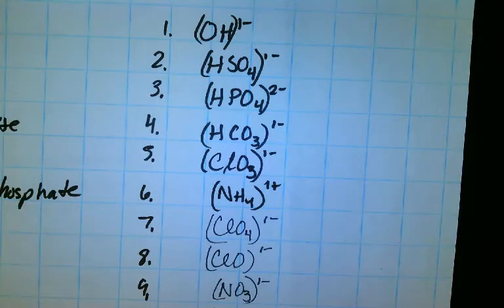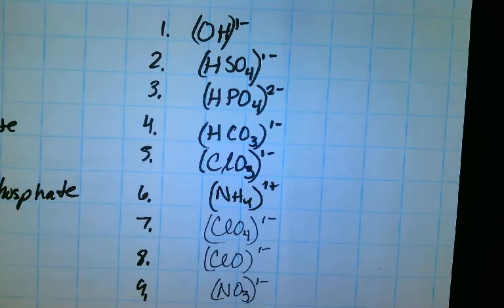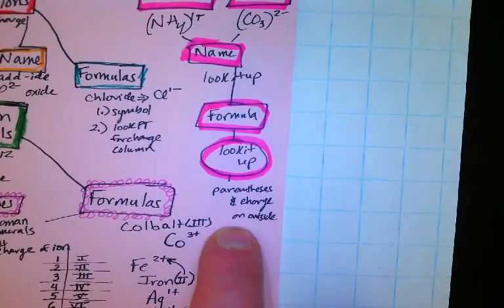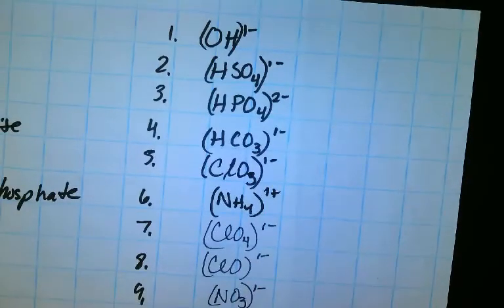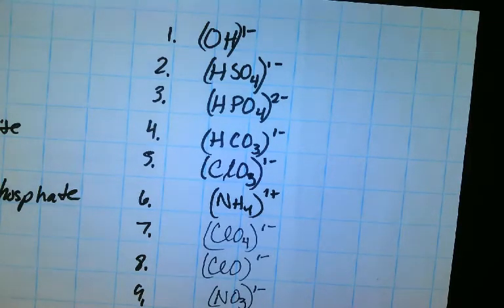For these, do you have to put the parentheses? Yes. We should put the parentheses around these because what do we always do with our polyatomic ions? We always put parentheses around our polyatomic ions. I think we wrote that down. It says parentheses and charge on outside. Okay? So we got to make sure we do that. That is an important thing that we need to do.